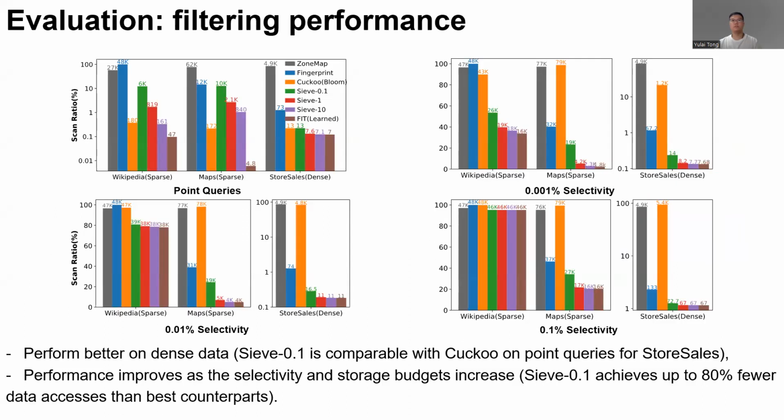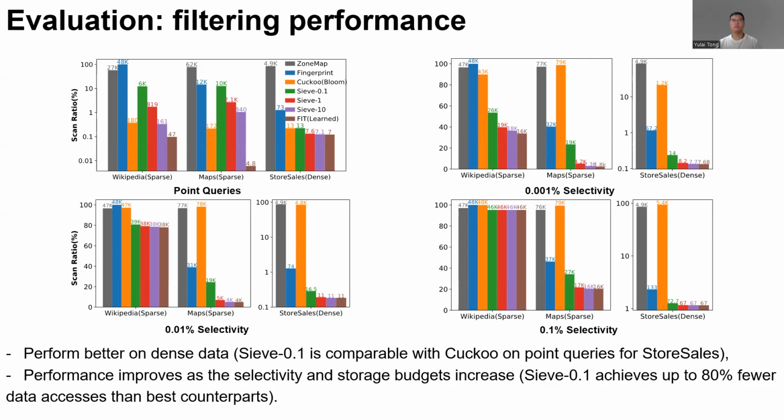Then you can see the filter performance of all the above methods across datasets and selectivities. For each selectivity, we randomly generate hundreds of queries and show the average results. The y-axis represents the scan ratio, the fraction of blocks accessed out of the total number of blocks. The smaller, the better. As shown, SIEV performs better on the dense dataset Star Sales, since sparse data causes gaps in the key space, forcing SIEV to either allocate more space to capture the gaps or tolerate more false positives.